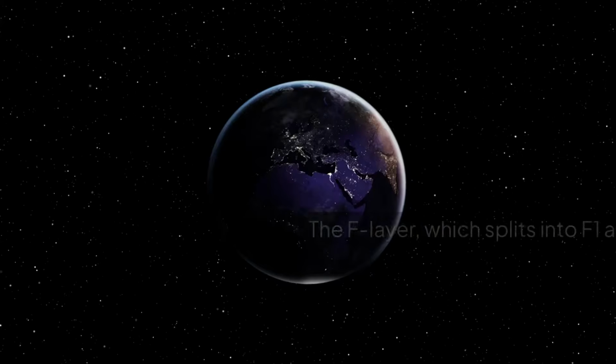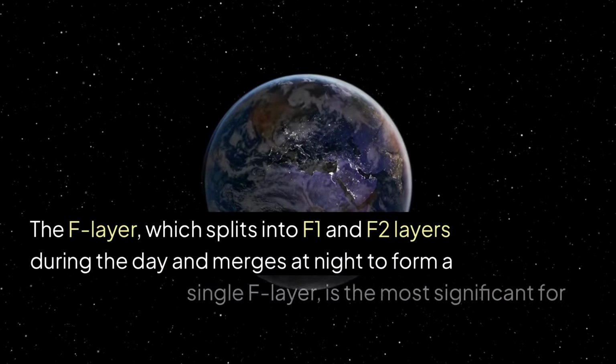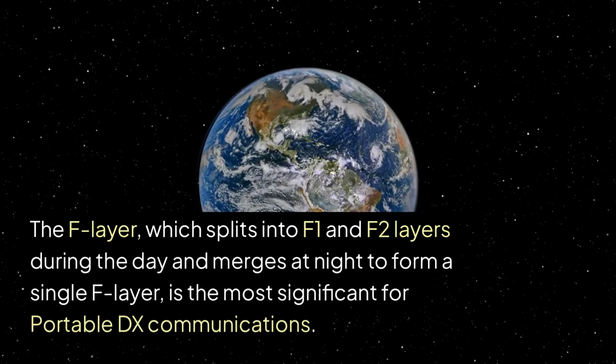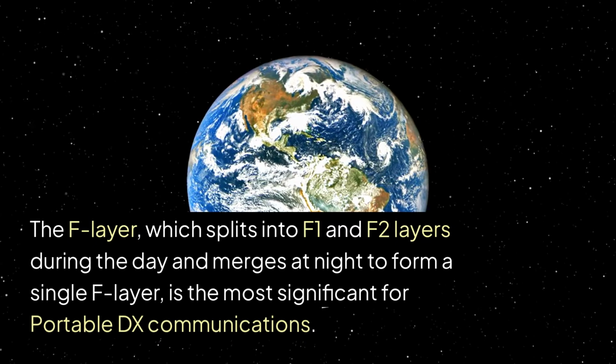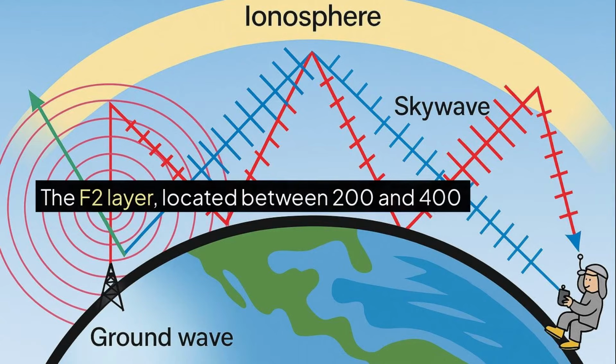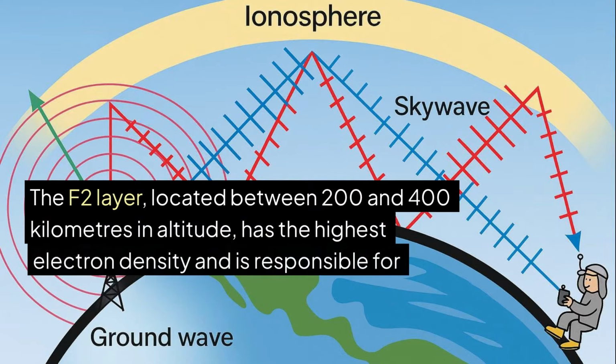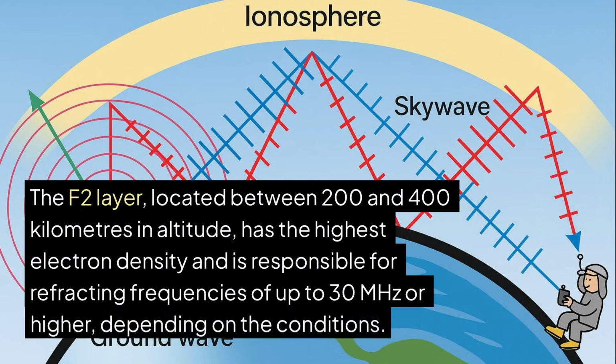NVIS. The F layer, which splits into F1 and F2 layers during the day and merges at night to form a single F layer, is the most significant for portable DX communications. The F2 layer, located between 200 and 400 kilometers in altitude, has the highest electron density and is responsible for refracting frequencies of up to 30 megahertz or higher, depending on the conditions.